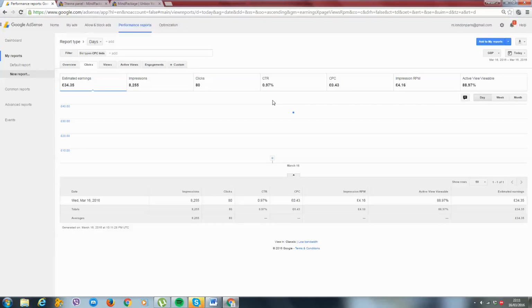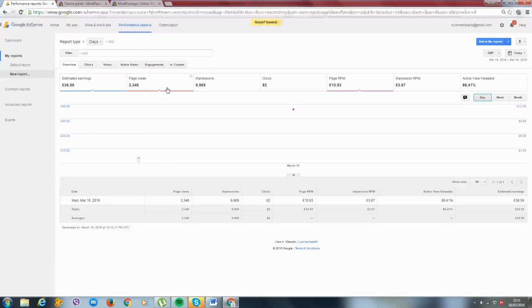Now the click-through rate is the percentage of people who clicked on my ads from those 1,000 people. Now 0.97% clicked on the ads, which resulted in this number here. And that's it. So what we're really looking at here is the page views, then the page RPM. But this doesn't matter, because I like to keep things simple. I do the bare minimum.